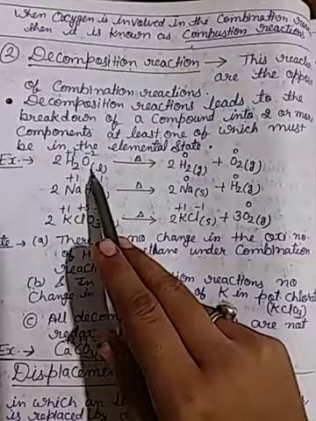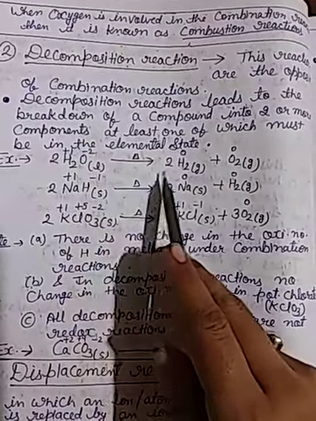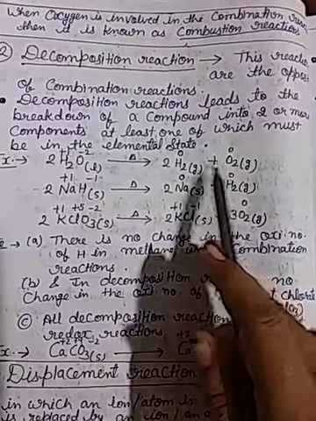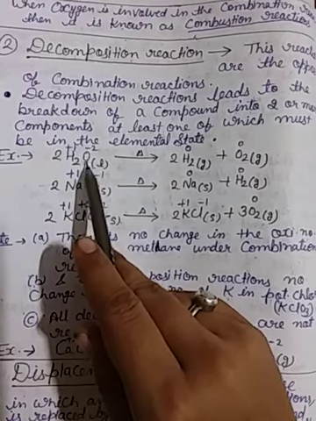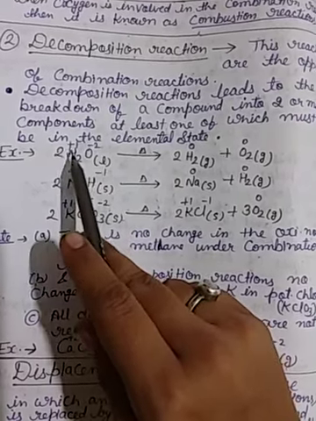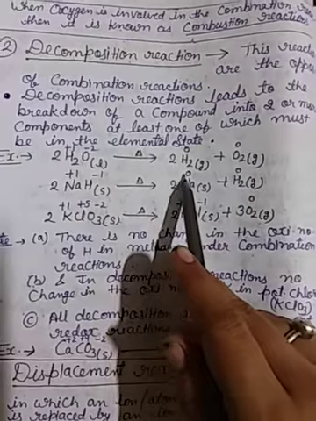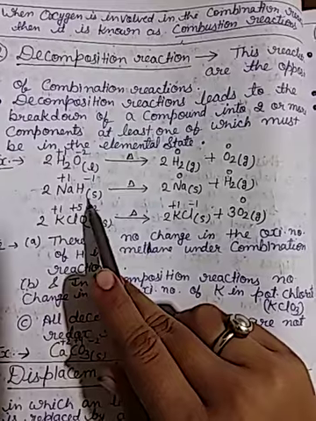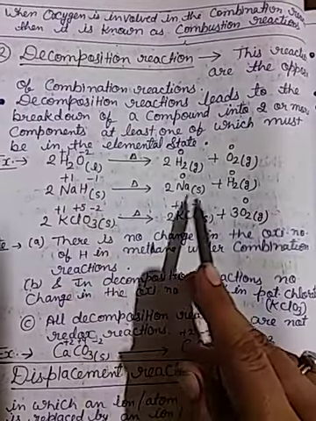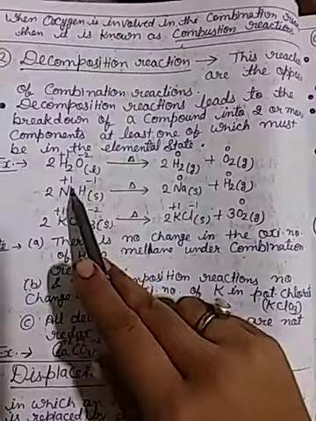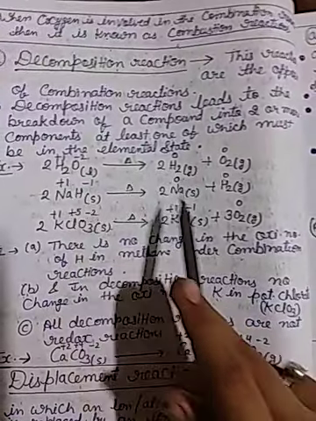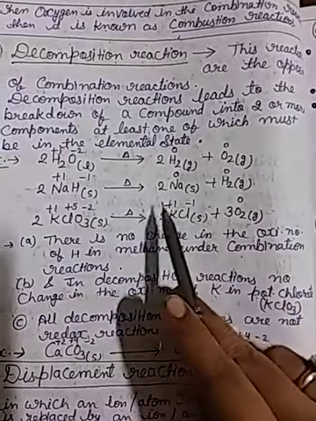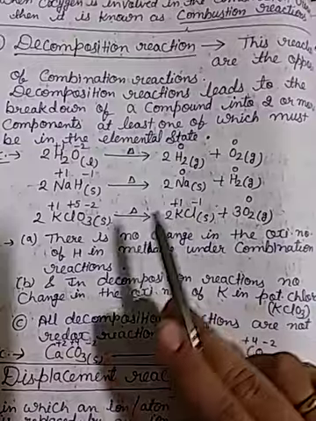See the first example: 2H2O liquid converts by heating into hydrogen gas and O2 gas. See, 2 elemental states. Here we have to write oxidation numbers: oxygen is -2, so according to -2, hydrogen has +1. Elemental state, so 0; elemental state, so 0. Second example, 2NaH solid converts into sodium and hydrogen. So one compound breaks down into components, and at least one must be in the elemental state.